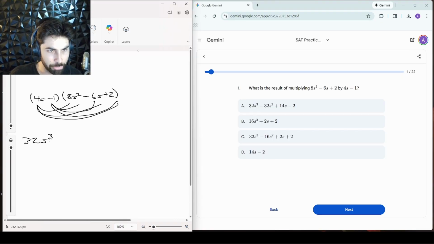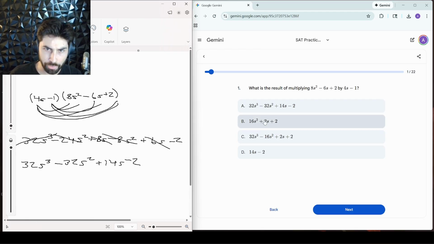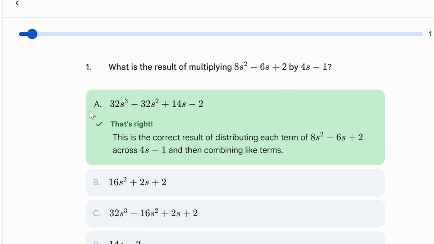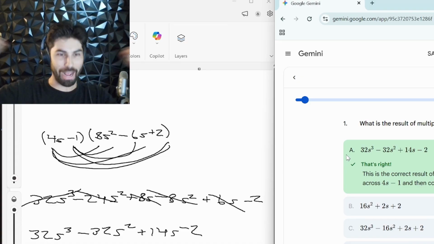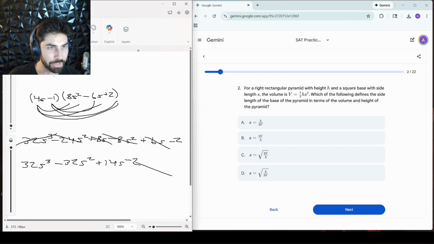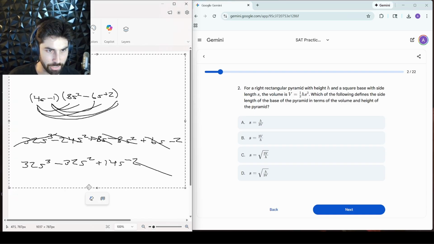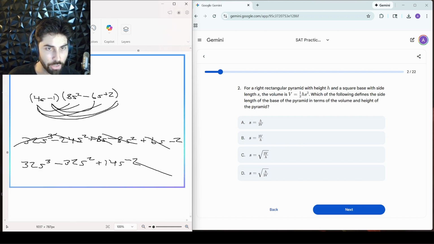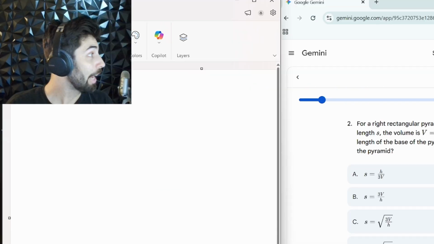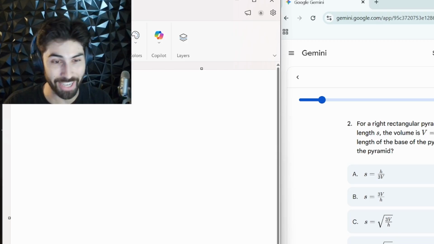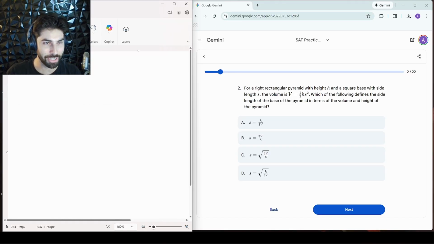It'll be 32s cubed, 24s squared, plus 8s, minus 8s squared, plus 6s, minus 2. We do have an answer that matches here. I'm right! I can do math at a high school level. How do I clear this? How do I erase? Where's the eraser tool? Erase. What is it doing? Oh, it took that much computation to erase it? I thought it was gonna AI generate some slop.